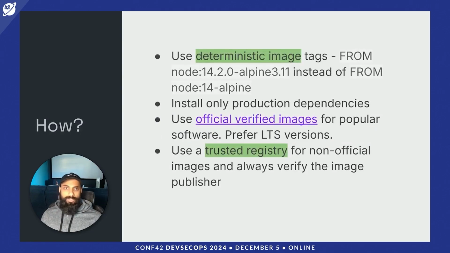For example, use deterministic image tags. Don't go for generic ones. Use the exact specific version that you want. Don't give ranges, etc. Remove all unwanted dependencies, packages, and debugging tools from the images to make the image lighter, as well as to reduce the attack surface in case of a vulnerability. Only install production dependencies. Don't go for beta or test dependencies and so on.